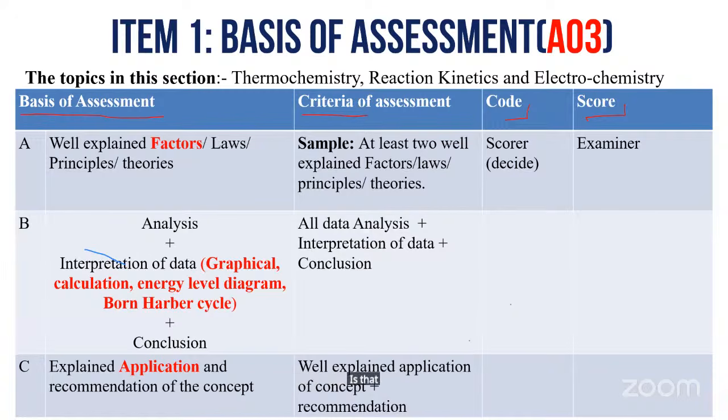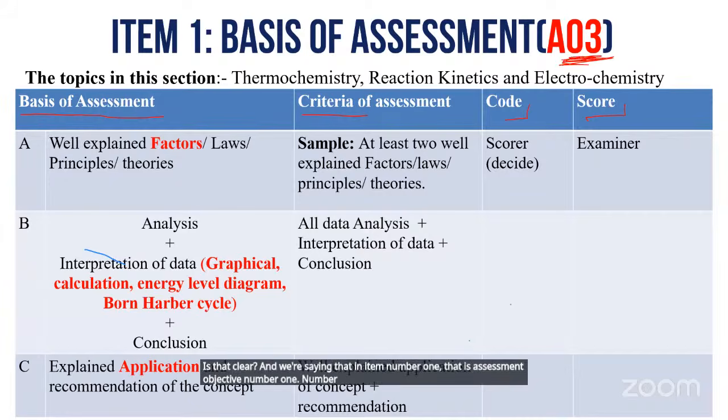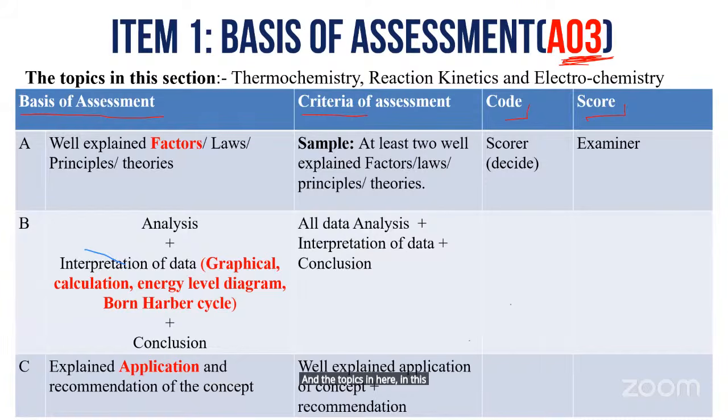Is that clear? And we're saying that in item number 1, that is assessment objective number what? Number 3. We have already looked at this. And the topics in this section, where the item can come from in item number 1: number 1 we are saying is thermochemistry, number 2 is reaction kinetics. Number 4 is not number 4.